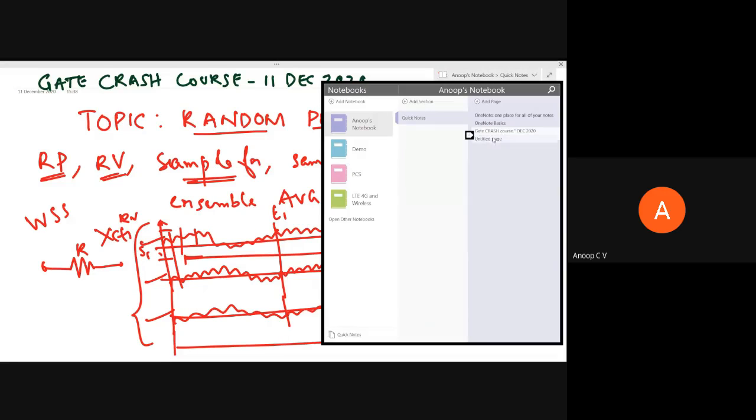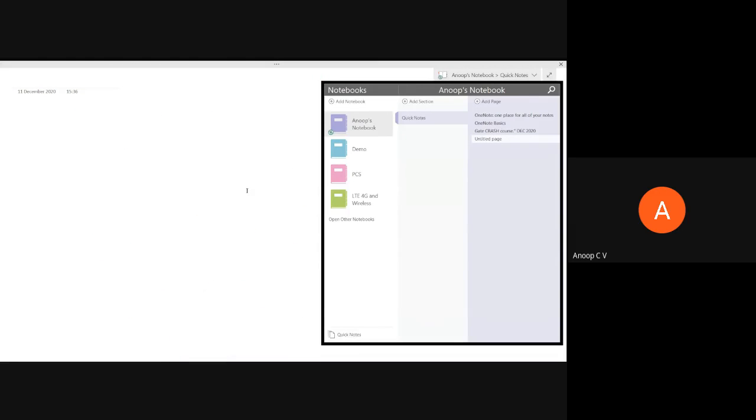Initially, we need to have some basics. We'll discuss those basics, and then we'll move on to our autocorrelation function and PSD and their properties. Mainly questions are asked from properties of the autocorrelation function and power spectral density. Right, so before that.